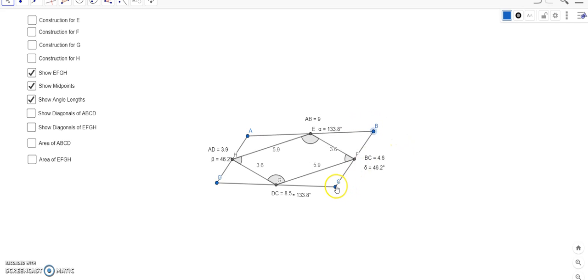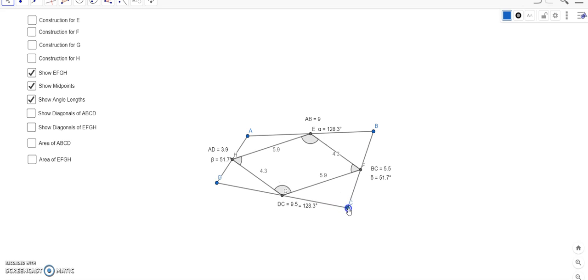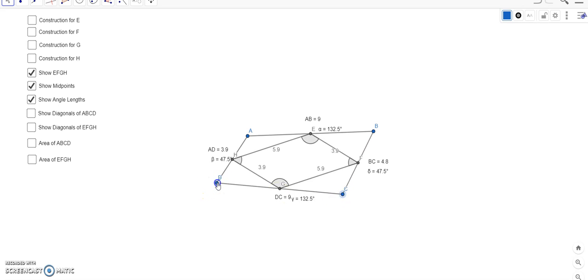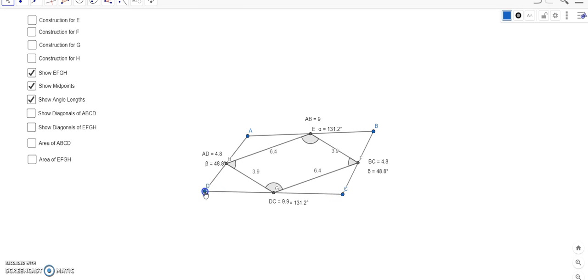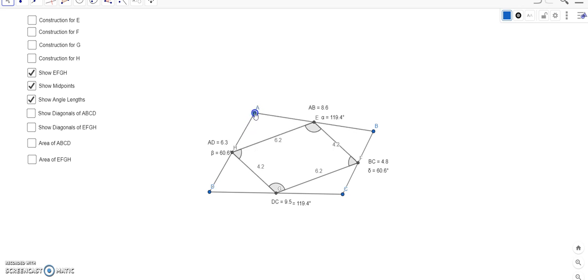We'll move all four points just to be sure. We move C, and we are still proven true. We'll move D, and our conjecture is still true. And we'll move A, and if we look, our conjecture is still true.